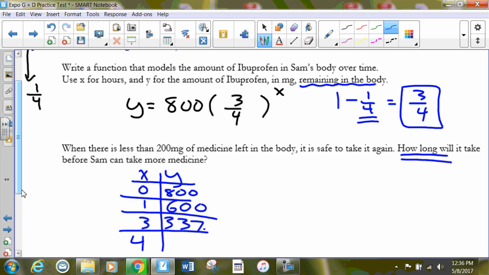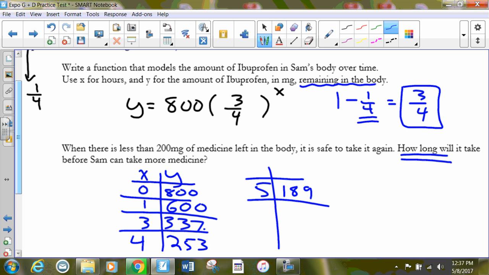So we'll go ahead and put the 4 in. Feel free to do this along with me. Oh man, it's not 4. Okay, how about 5? Let's try 5. Let's see what happens when we put 5 in. Maybe after 5 hours, it will dip below 200. All right, finally, that's 189.